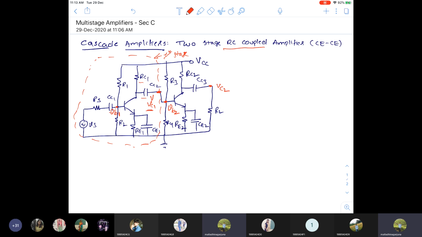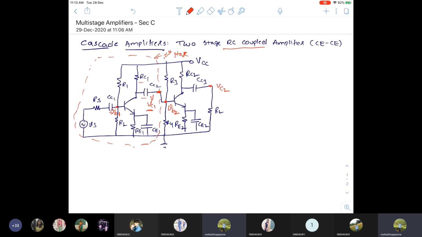Why is it named as RC coupled? The first stage is coupled with the second stage using the resistor and capacitor. So hence it is named as RC coupled amplifier. Okay, so this is the circuit of two stages, and coming to the operation.